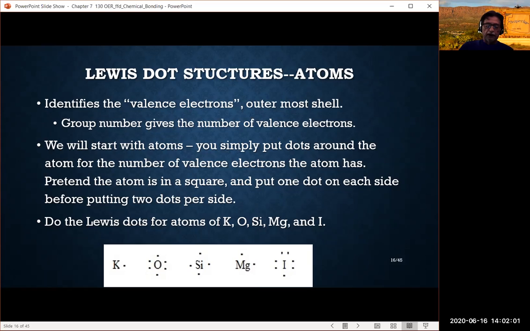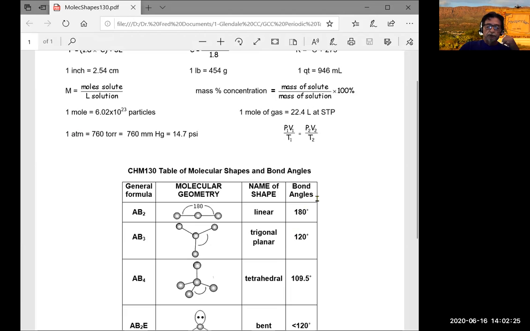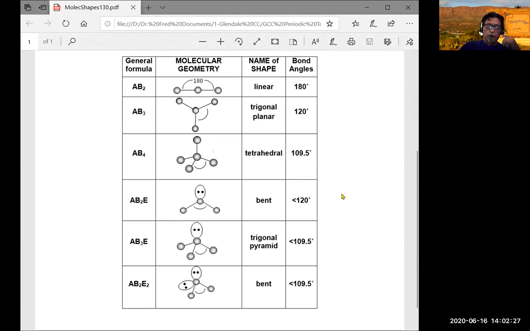So simply put, the dots represent the Lewis dot structures for the atoms, and those dots represent the valence electrons. Now, with respect to compounds, it's a little bit different procedure. You would need the shapes table, and let me pull that up real quick. Okay, the shapes table right here is the one that we're going to use once we figure out the structure.